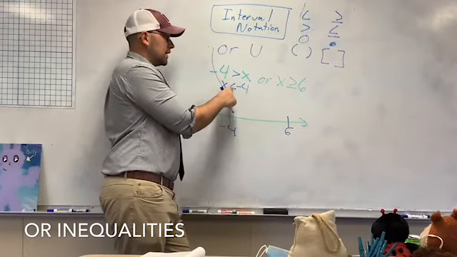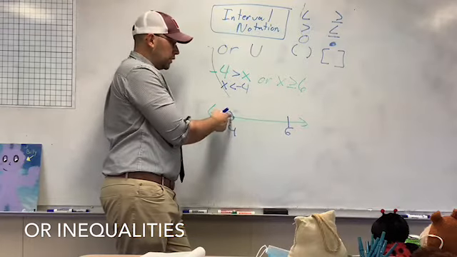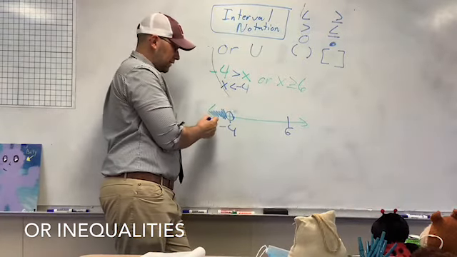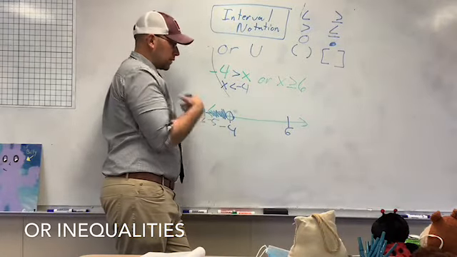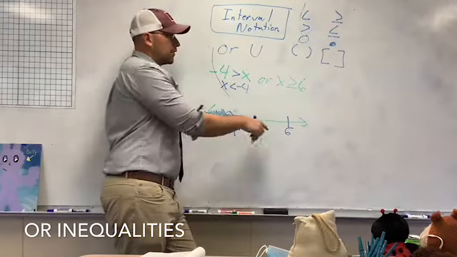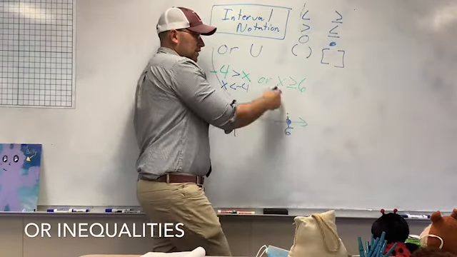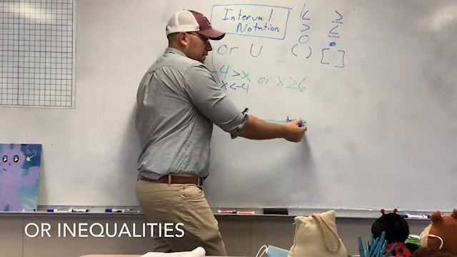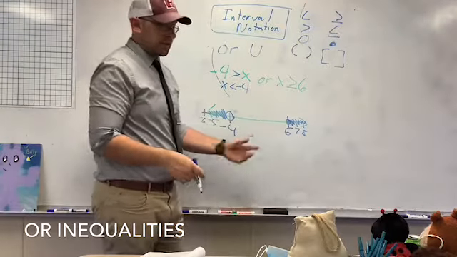So x is everything less than -4. So it's not including the -4, but x is everything less than. That includes -5. If you keep going, -6, all of those. Now over here it's saying x is greater than or equal to 6. So x is everything greater than 6. That includes 7 and 8 and so on and so forth. But it's nothing in between.